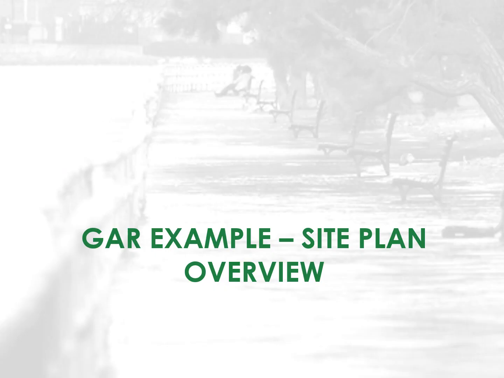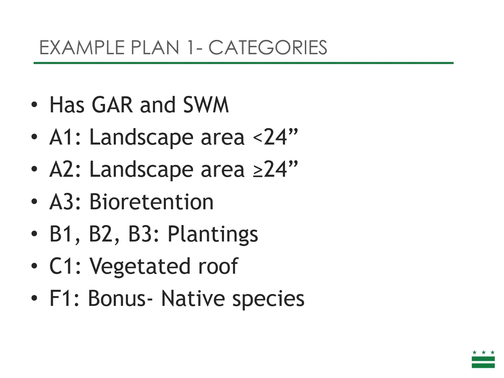In this next section, I will review an example GAR plan and all of the different components included on that plan. To begin, this example plan has both GAR and stormwater management. It also has elements A1, landscape area less than 24 inches, A2, which is landscape areas greater than or equal to 24 inches, A3, bioretention, B1, B2, B3, which are different types of plantings, C1, which is a less than 8-inch media vegetated roof, and then F1, which is the bonus on native species.